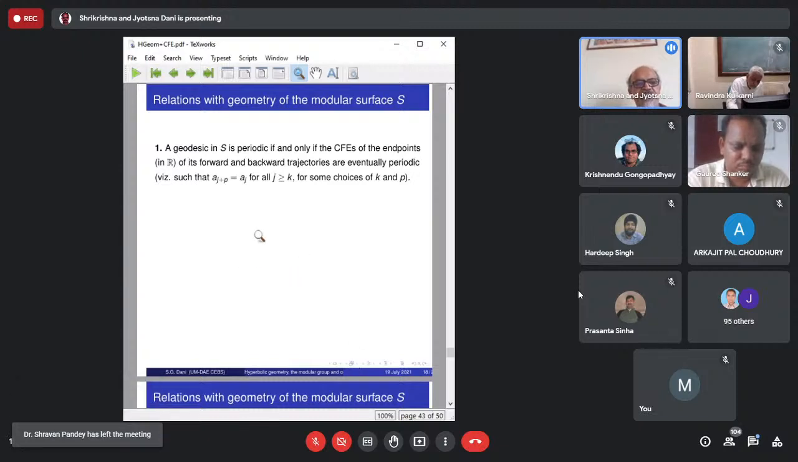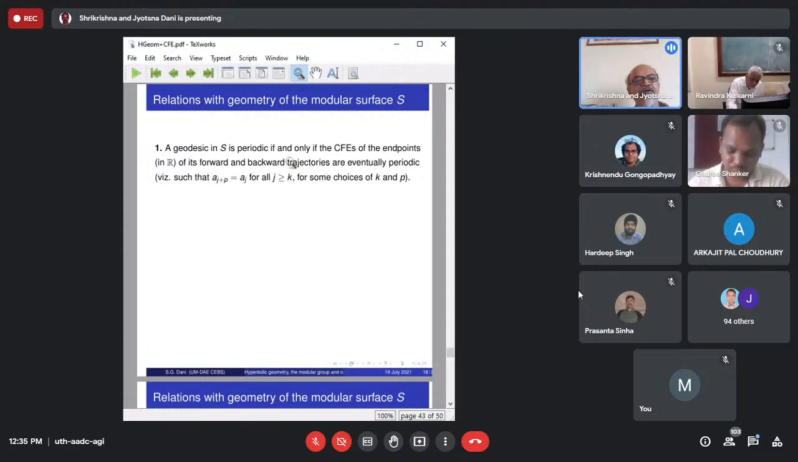We have these geodesic segments which are forward parts of a semicircle. Of course, it can be directed this way. It's one segment of a semicircle, and it has an endpoint. Now we are relating the arithmetic behavior of this endpoint to the geometric behavior of the geodesic, and correspondingly the dynamical behavior of the associated geodesic orbit.